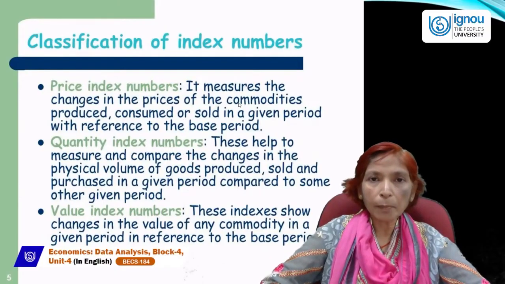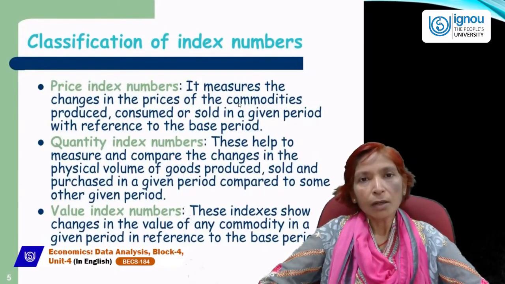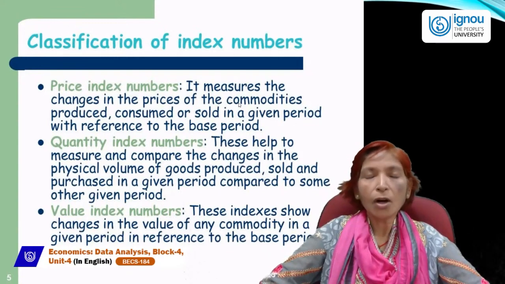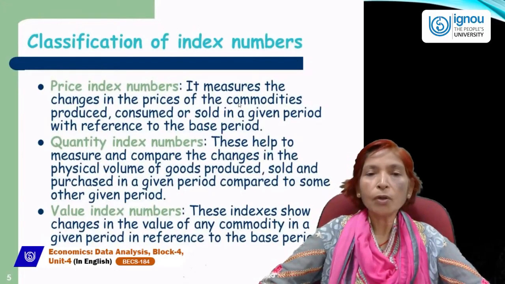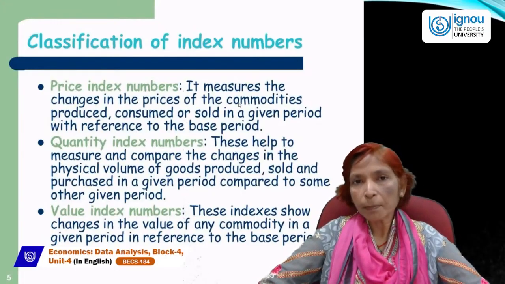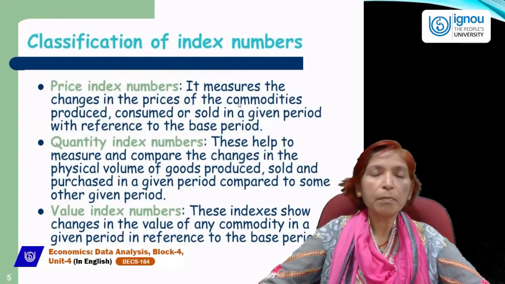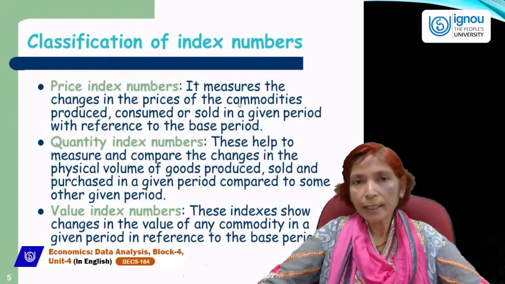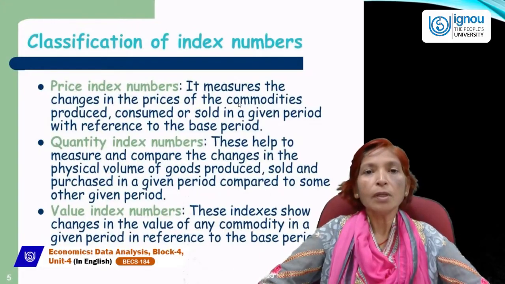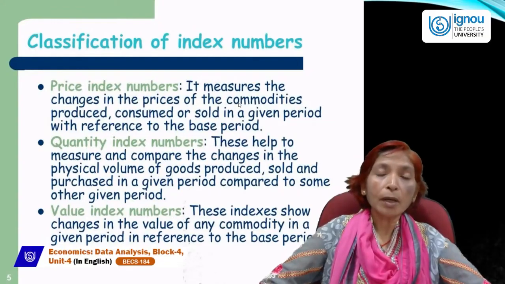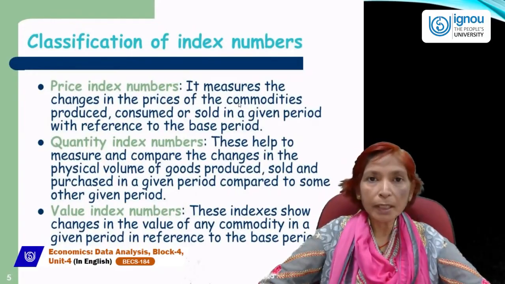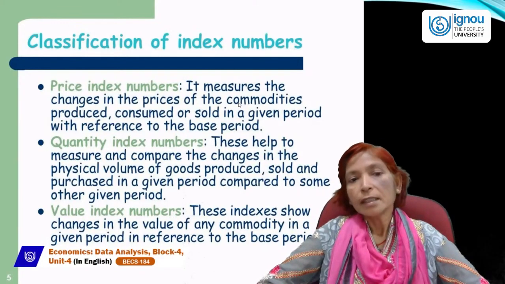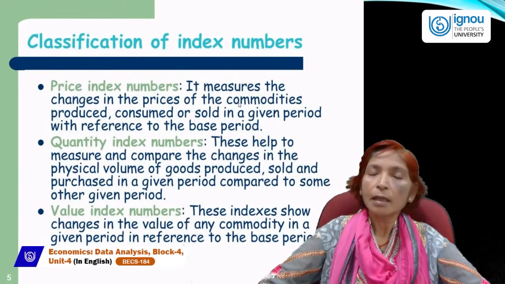If we want to compare the price of the commodity at present or in a base time period, then we will use price index number. If we want to compare the quantity produced by the producer at present or in a base time period, then we will use this quantity index number. And if we want to compare the changes which happen in the value of any commodity in a given time period and in a base period, then we will use this value index number.